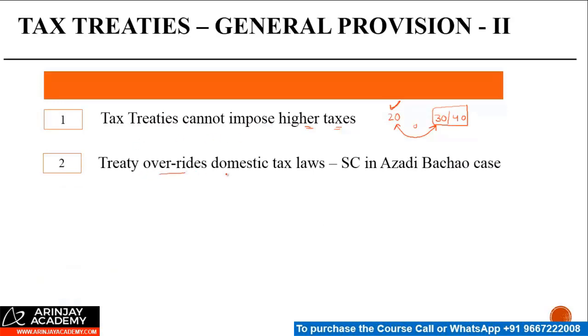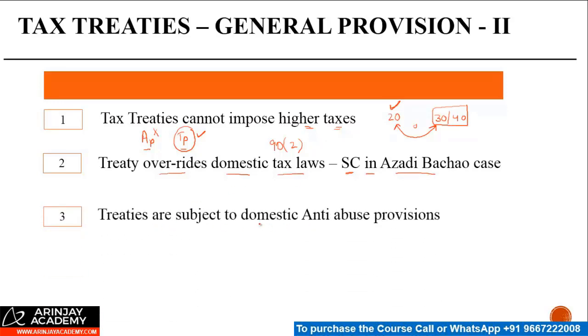Treaty overrides domestic tax laws. Something that I had shown to you in section 90 as well. What this means is that if there are two provisions, the provision of the Act and the provision of the treaty, and there is a conflict or these are different, then the provision of the treaty is going to get preference in terms of implementation over the provision which is there in the Income Tax Act. The Supreme Court has reiterated and confirmed this point in the case of Azadi Bachao Andolan.